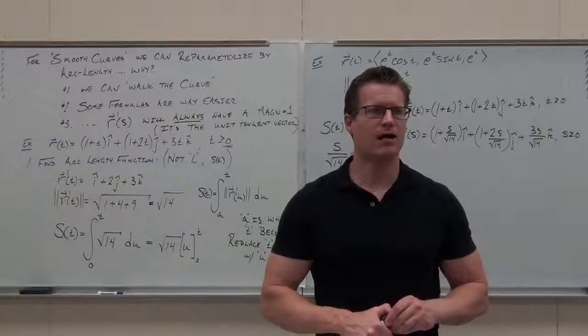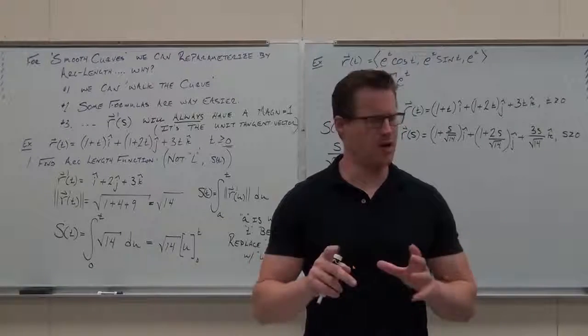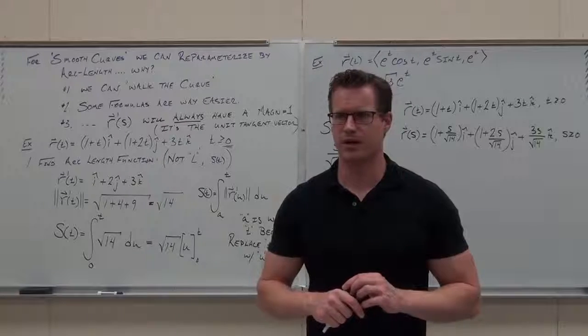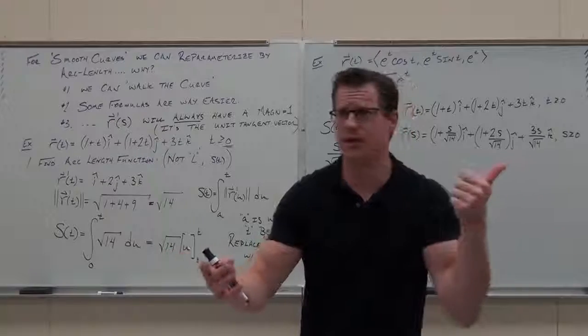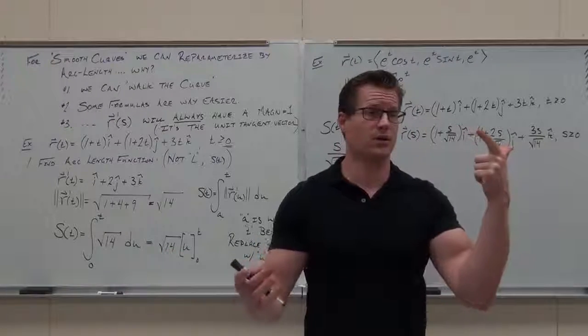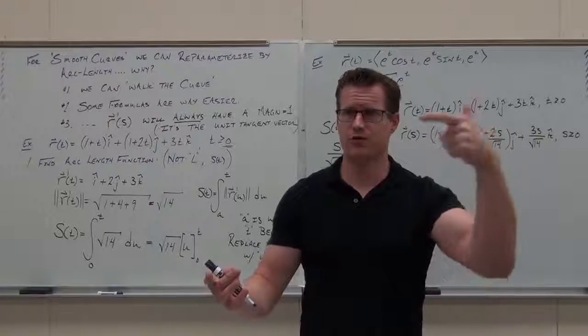Do you know right now how to find just the basic arc length? Let's say find the arc length between these two numbers. Would you know how to do it? Explain in your own words right now. What's your first step? What would you do? Derivative. And then what? Magnitude. And then what? Done. Derivative, magnitude, integrate.